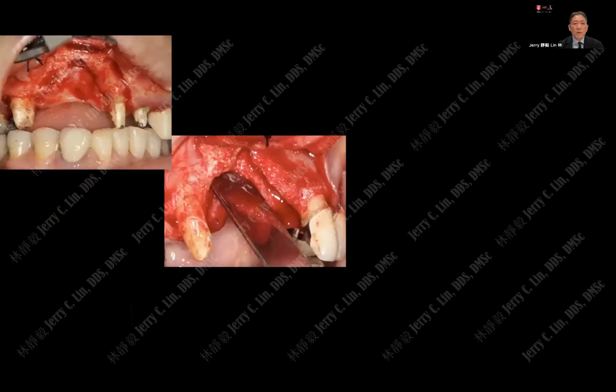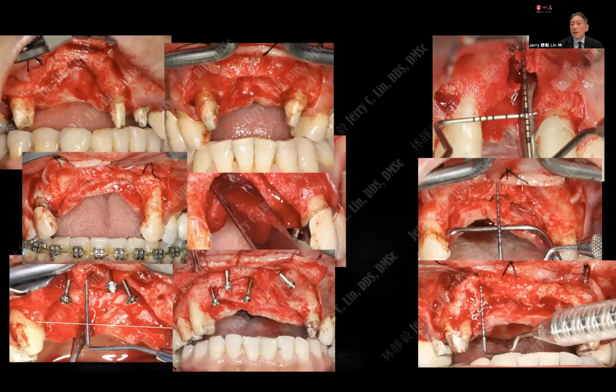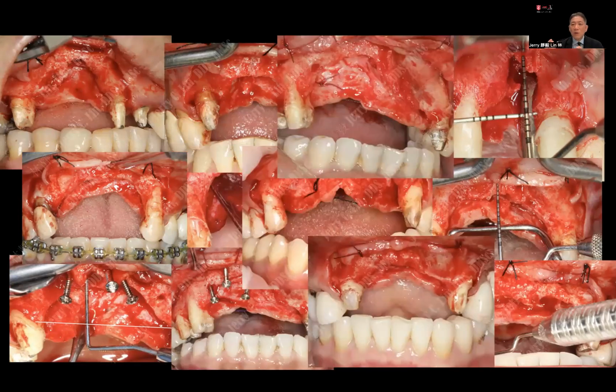So regarding the lectures today, we're talking about aesthetics, and I would also talk about how to reconstruct the implants in the aesthetic zone and in an aesthetic way, and how to do those cases from surgically all the way toward prosthetically.